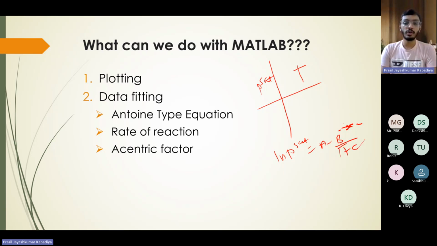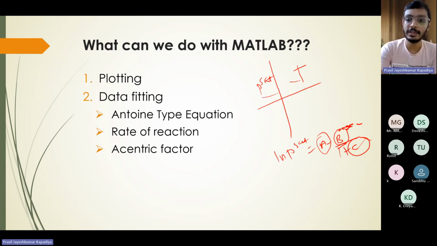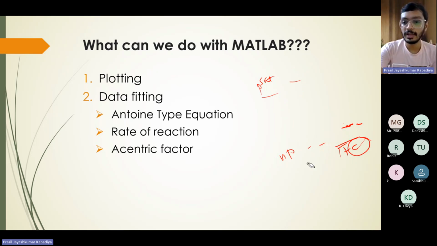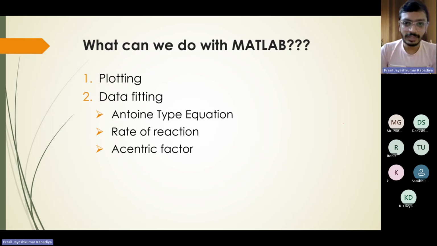Antoine type equation that you have used in your thermodynamics, where A, B, and C constants are given to you in the back part of that J.M. Smith Introduction to Thermodynamics book. So those A, B, and C constants, how are they fitted? You know experimental data of P sat and T over a wide range of temperature, and from that this data is fitted, and you get your constants A, B, and C from there. So this is one example of data fitting that we can do. Okay, are you understanding it or not? Please tell me. Okay, then one more example is acentric factor, but I will leave it for now.